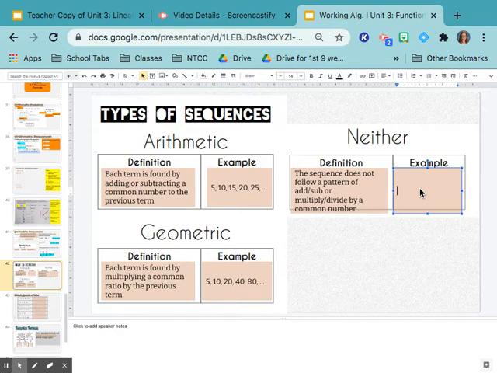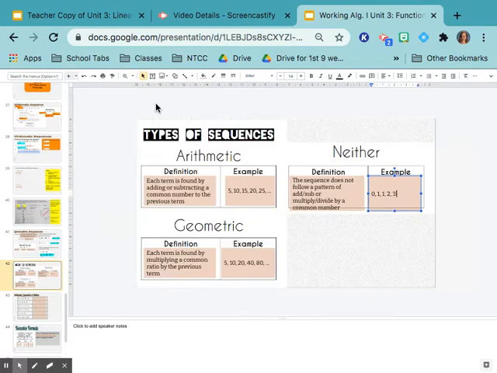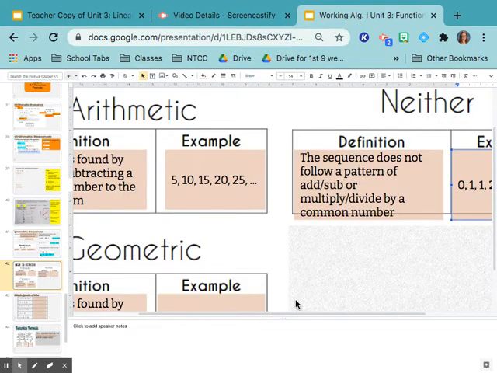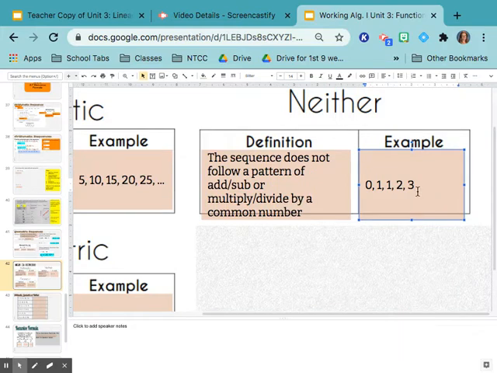I'm going to give you an example. This is called the Fibonacci sequence: 0, 1, 1, 2, 3. There's a few more, but let me zoom in so you can see a little better. Zero, one, one, two, three.